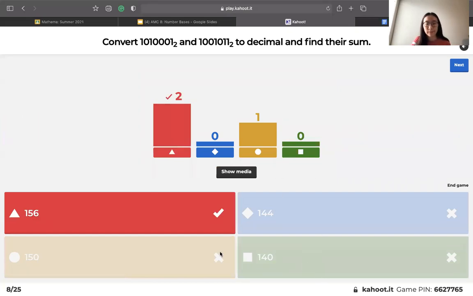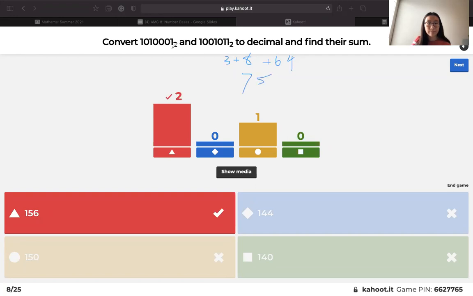Okay, 2 of you got this one right. So if we convert it out, this is going to be 3 plus 8 plus 64. So this one is 75. And then let's see, what is this one? 1 plus 16 plus 64, I'm guessing. And so what is that? That is 81. So 81 plus 75 equals 156.